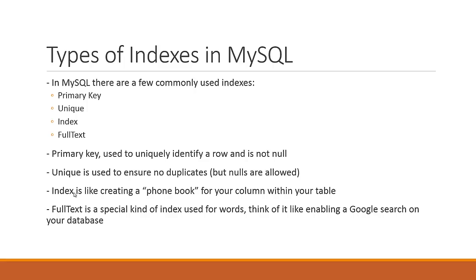And then finally, there is the full text type of index. A full text index is a special kind of index used for words, for sentences, paragraphs, or singular words. You can think of it like taking the Google search functionality, the Google algorithm, and plugging it into your database. If you have columns that store a lot of text and you want that text to be searchable, then you would use a full text search index on that database column.